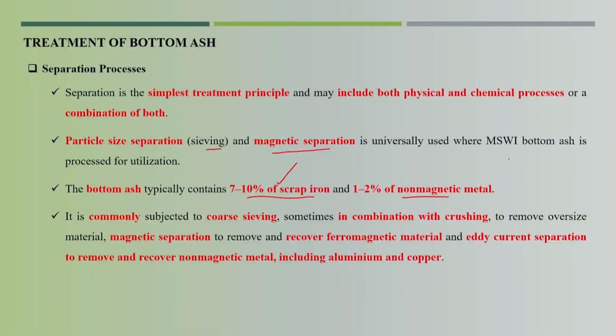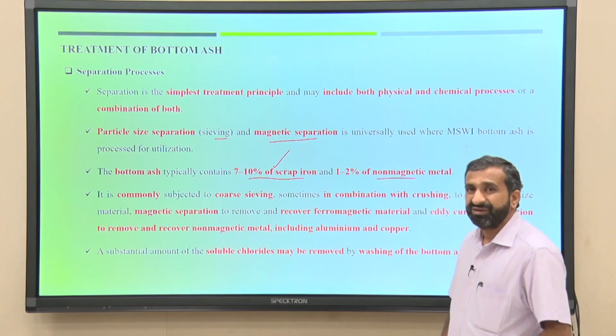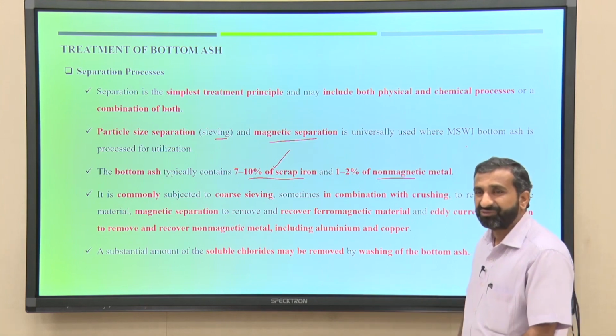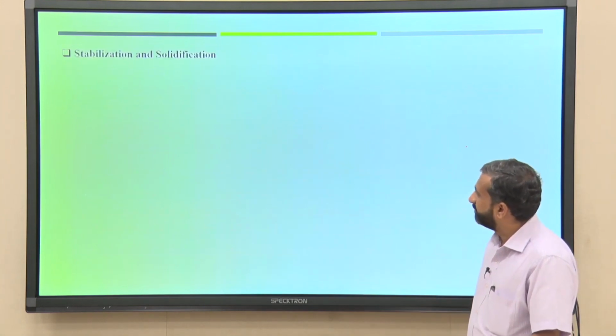So, it is commonly subjected to coarse sieving, sometimes in combination with crushing to remove oversize material, magnetic separation to remove and recover ferromagnetic materials, and eddy current separation to remove and recover non-magnetic metals including aluminum and copper. So, there are different ways the separation could be done. Also, a substantial amount of soluble chloride may be removed by washing the bottom ash, but again, washing will produce a lot of wastewater.